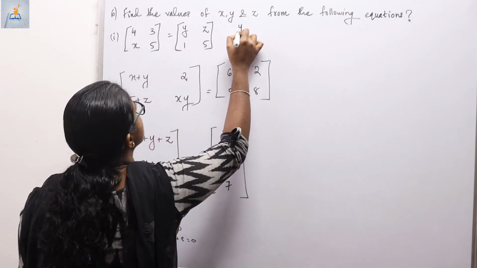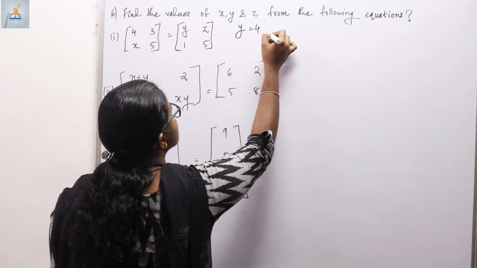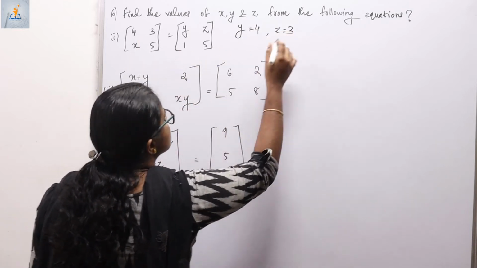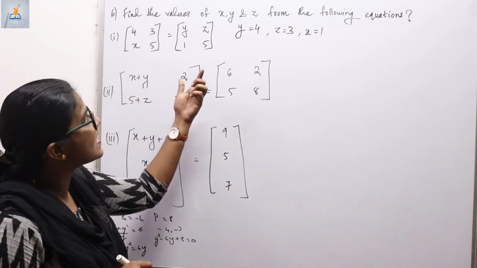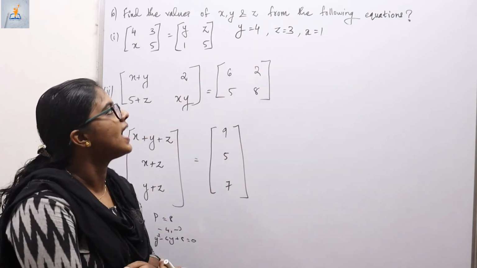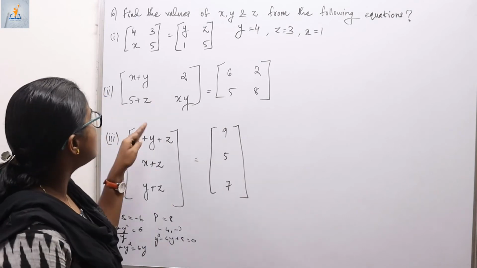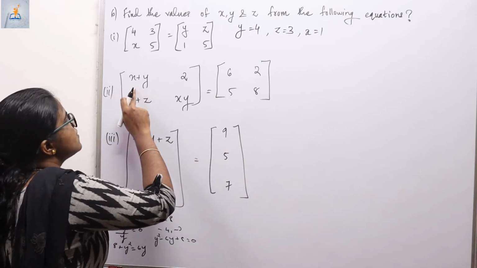That is 4 is equal to y, that is y is 4. Again 3 is equal to z, so z is equal to 3. And again x is equal to 1. So for the first question, we easily found the values of x, y and z by equating the corresponding elements. Moving on to the second one, we have the corresponding elements equal.